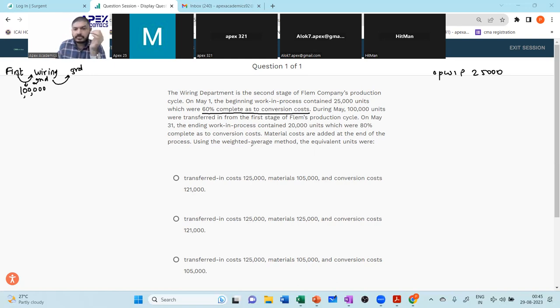Using the VAM, tell us what the equivalent units are for transferred in cost, for materials, and for conversion cost. They are asking you for all three. Okay, fair point. Let us see.